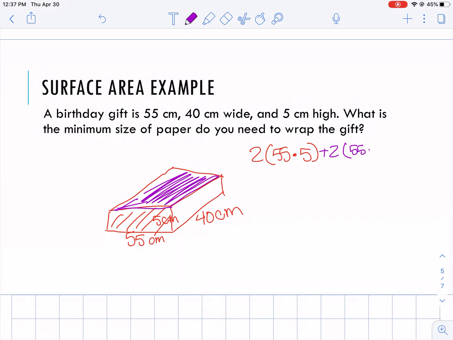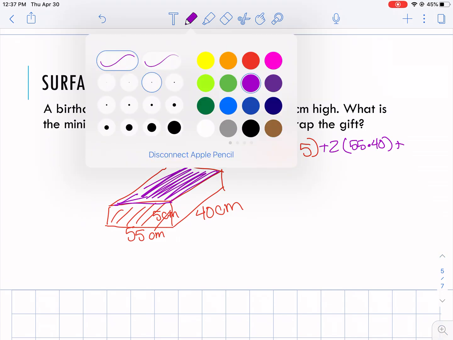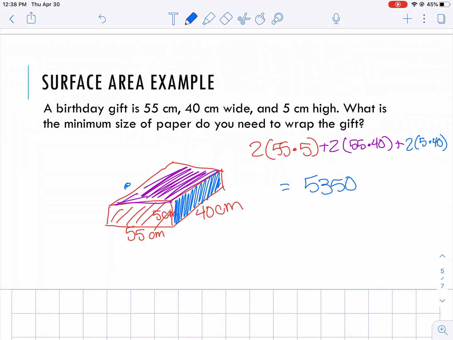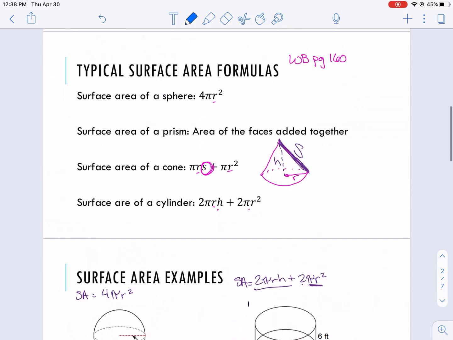So if you notice the trend with rectangular prisms, and cubes are kind of the same, that they have 2 of each face. And then I have a 5 and a 40 on this side and then on that side as well. So 5 times 40. So 55 times 5 plus 55 times 40 plus 2 times 5 times 40. So I need, at minimum, something that will cover 5,350 centimeters squared, okay? So that is how you find the surface area of 3D shapes.